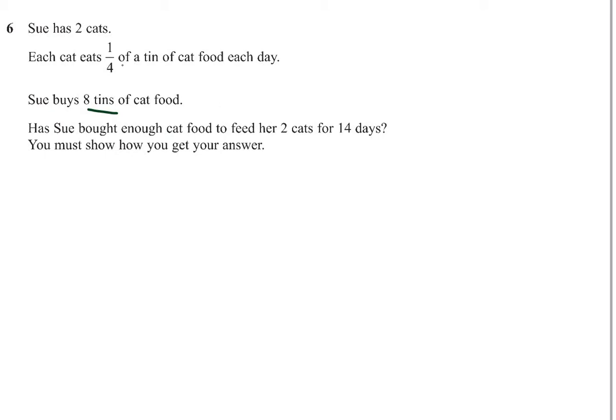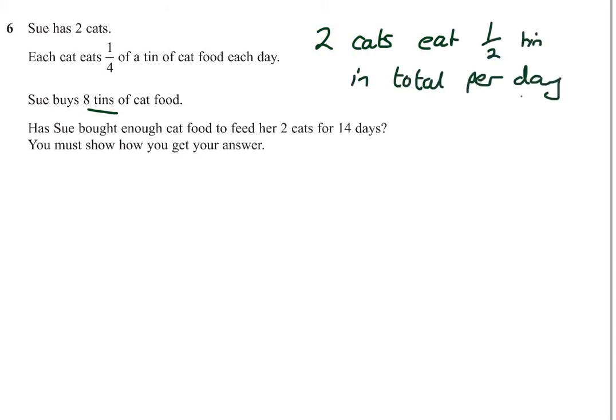So if each cat eats a quarter of a tin of cat food each day, that means 2 cats eat a half tin in total per day. And she has bought 8 tins of cat food. Has she bought enough to feed 2 cats for 14 days? Well, to work out how much food they eat in 14 days, we do 14 times a half, because that's how much they eat a day.